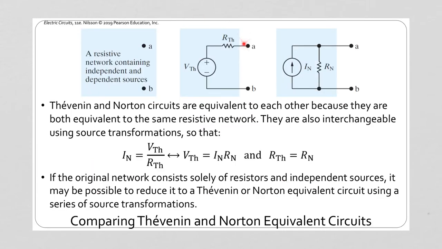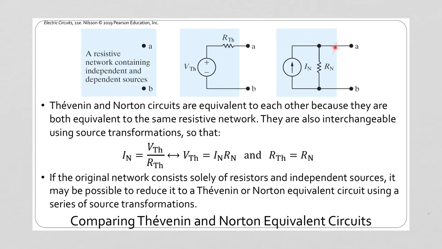We've considered Thévenin equivalent circuits and Norton equivalent circuits separately, but really they are two sides of the same coin. They are equivalent to one another because they're both equivalent back to the same resistive network. Both are just simple models representing the behavior of a more complicated system. They're also equivalent because we've seen how sources can be transformed from a voltage source in series with a resistor and a current source in parallel with a resistor.